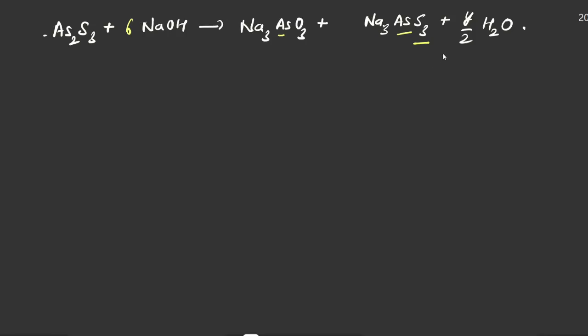Now what about hydrogens? There are a total of 6 hydrogens. So that means 3 H2O. So 3 oxygen plus 3, 6 oxygen. So now it is balanced. So X is 1 and Y is 6.